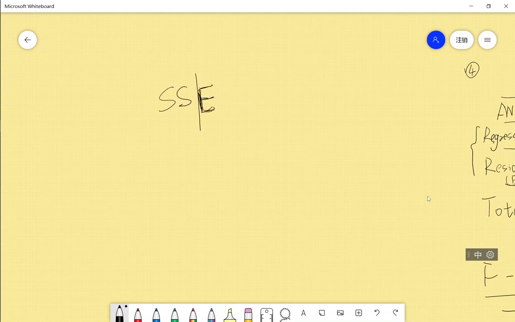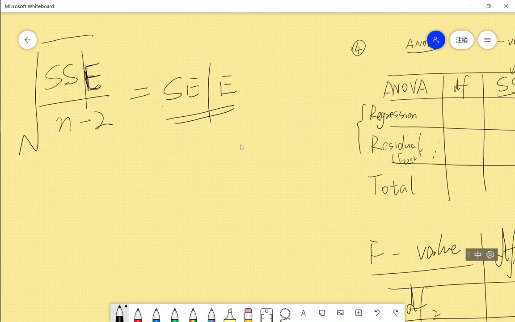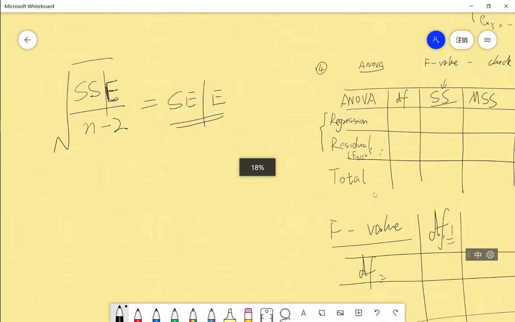Once you've got that, you need to consider the degree of freedom. So degree of freedom n-2, of course, and you get the standard error of it. So you square root that, and you get the standard error of the estimate. So that's how you calculate that. Sum square of the error, you divide by n-2, you square root that, you get the standard error of the estimate. So that's how you calculate the standard error of the estimate.